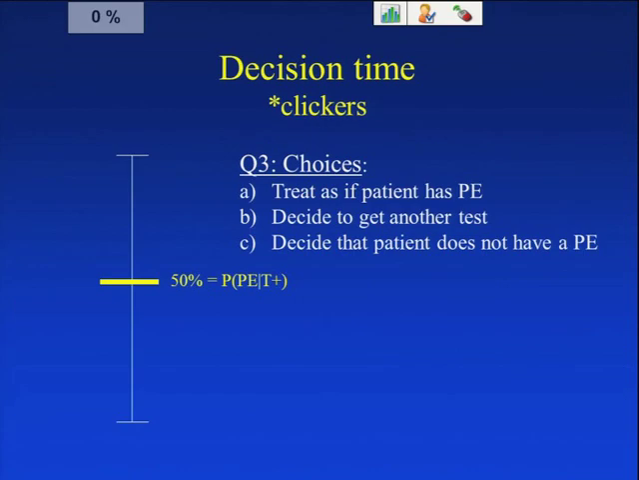So now use your audience response system. Let's say now you're up at 50. You started at 25, you went to 50. Now what are you going to do? Same three choices. You either treat them as if they have a PE, decide to get another test, or decide that the patient doesn't have a PE.